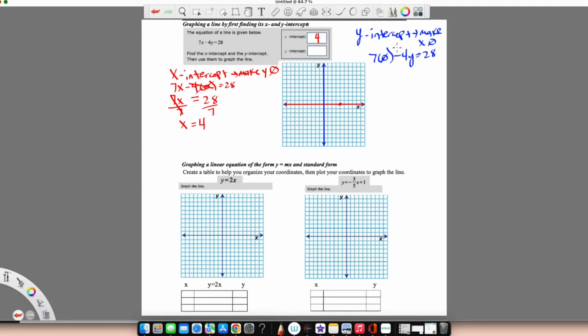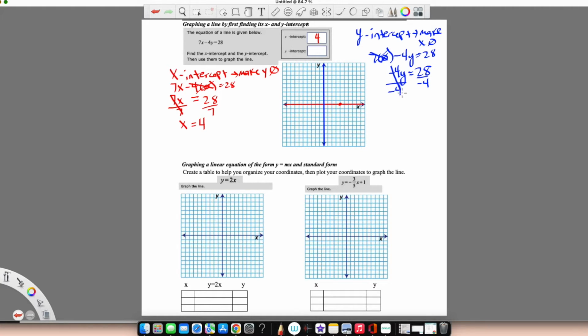So again, 7 times 0 is 0, and 0 minus 4y is going to be negative 4y or minus 4y. Remember the minus and the negative? That's just about reading. So really this minus 4y means it's negative 4y, but we read it as minus in the equation. But once there's nothing in front of it, I read it as negative 4y. And that equals 28. So now I'm going to divide by negative 4 on both sides.